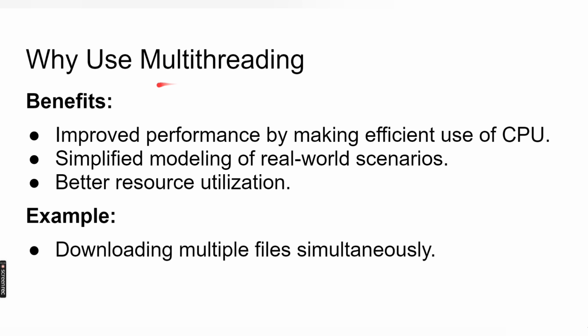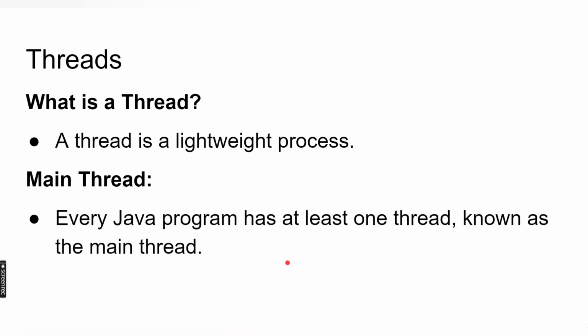So why use multithreading? We use multithreading because there are benefits of using it. It improves the performance by making efficient use of CPU, simplified modeling of real world scenarios, better resource utilization. So these are some of the benefits that you can answer for why we need to make use of multithreading. Example, downloading multiple files simultaneously. So this is also an implementation of multithreading. So that is the theory about multithreading.